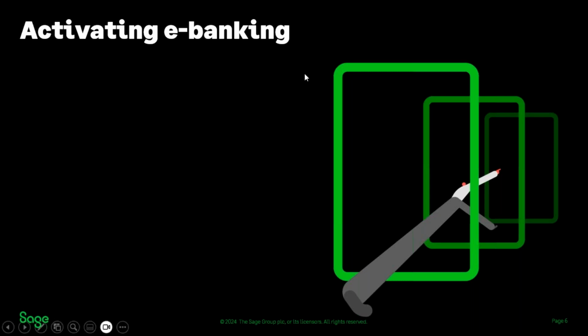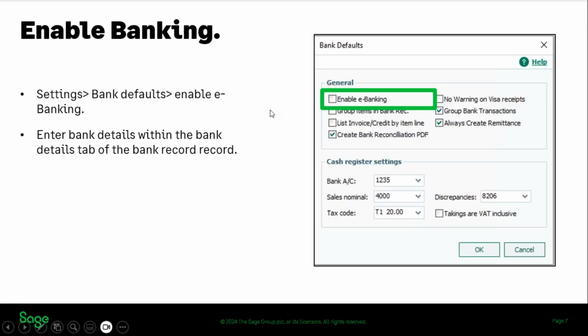So first of all, you need to activate e-banking in your software. So you might be looking in your software thinking, I have no idea where to even start with e-banking, can't see any features, and that's because we do need to switch it on first. So first of all, it is within settings, bank defaults, and enable bank payment, enable e-banking.